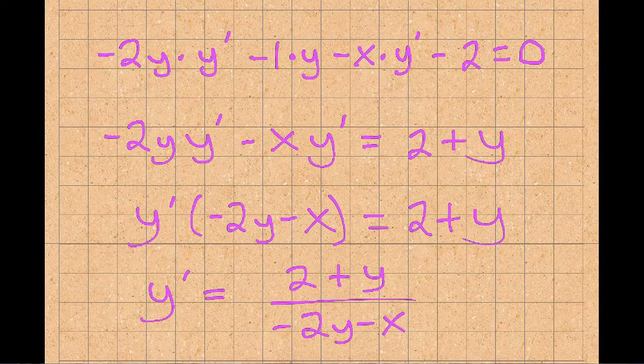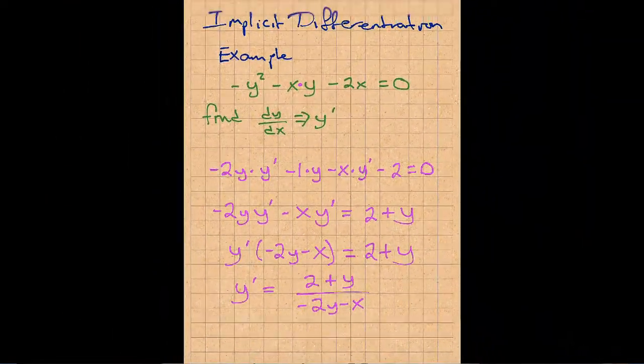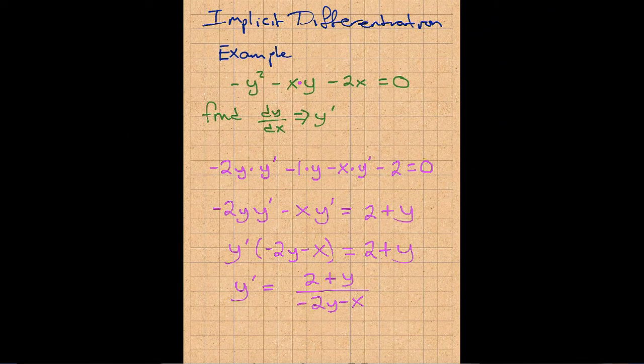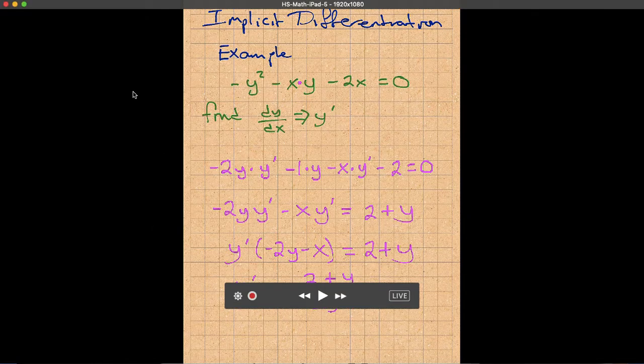And from there, I can do a lot of different things. It might be the kind of thing that says, find the derivative at a certain point for x and y, and you just plug in x and y. You certainly could write the equation of a tangent line off of this. But that's how you do implicit differentiation. That kind of rounds out what we're doing for this week, and hopefully it makes sense to you.